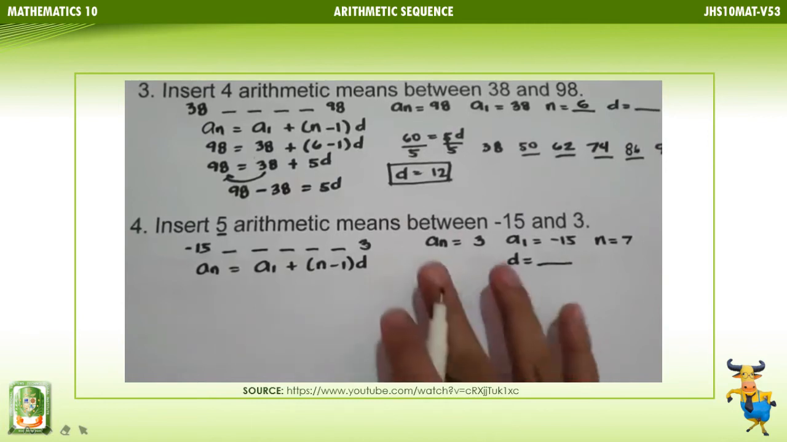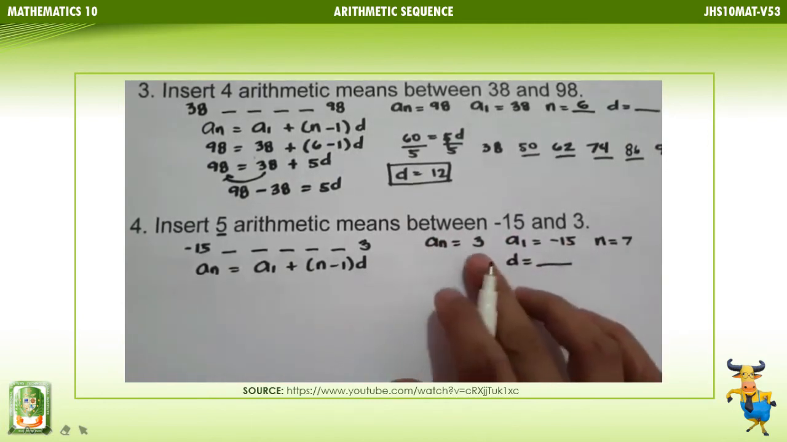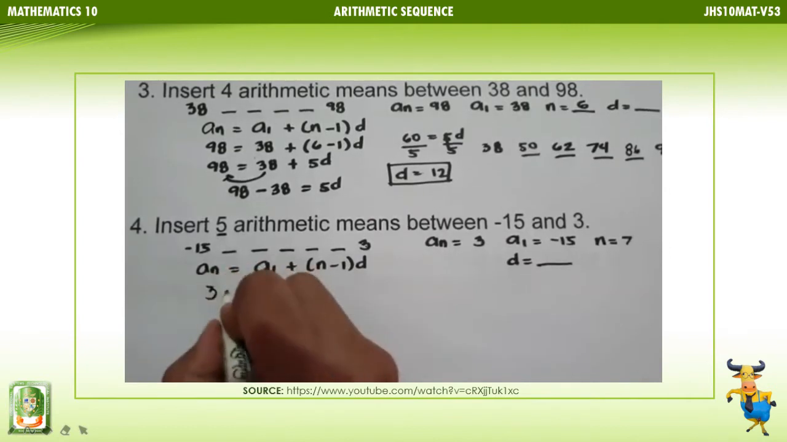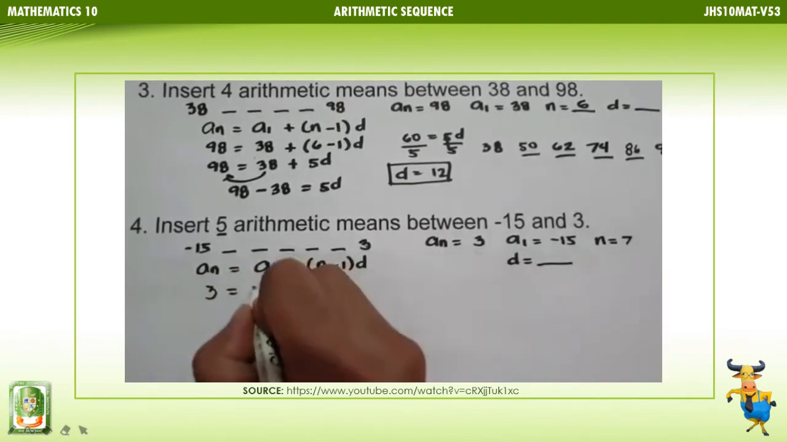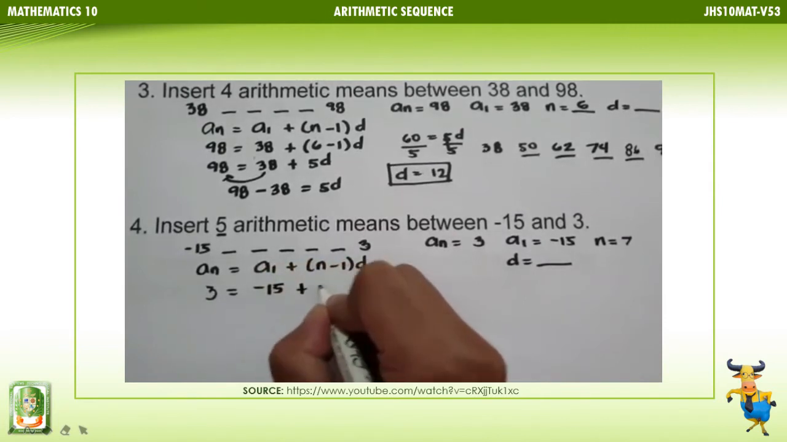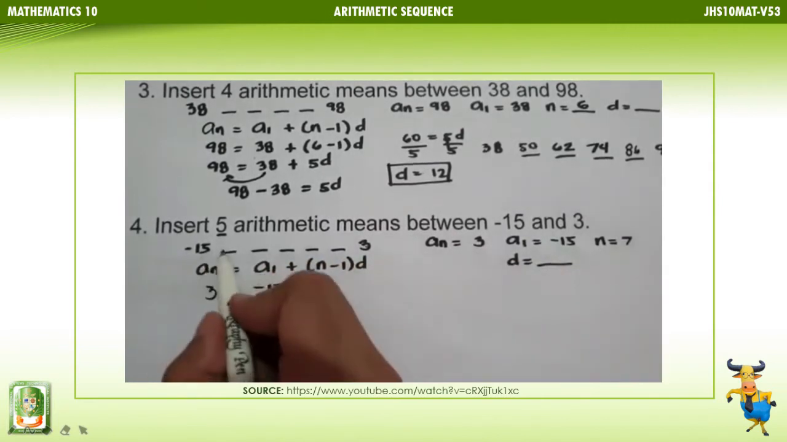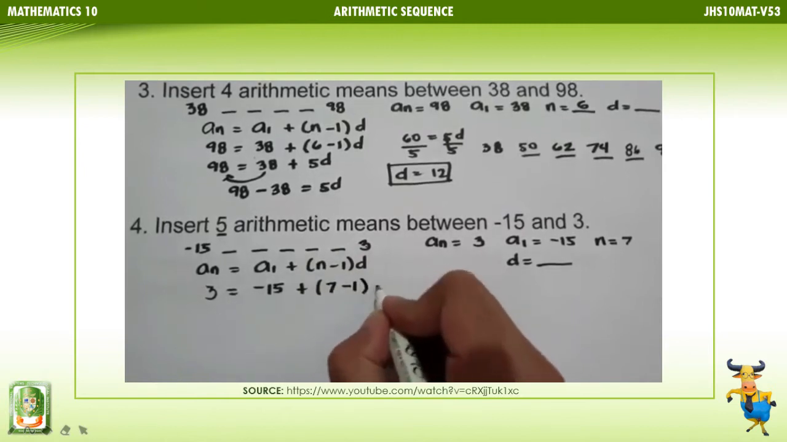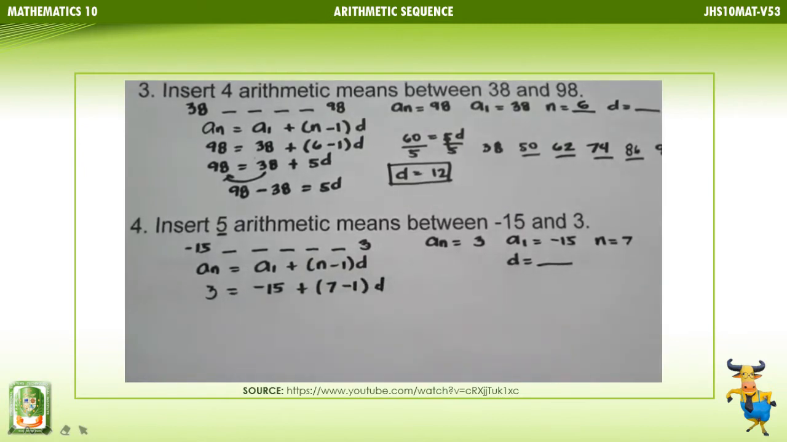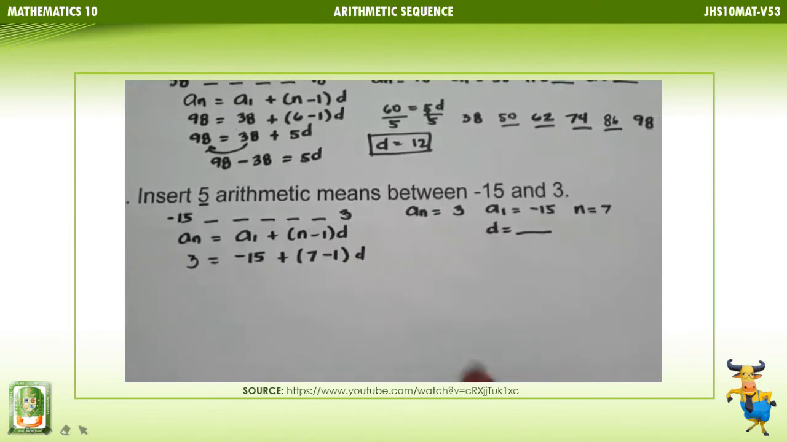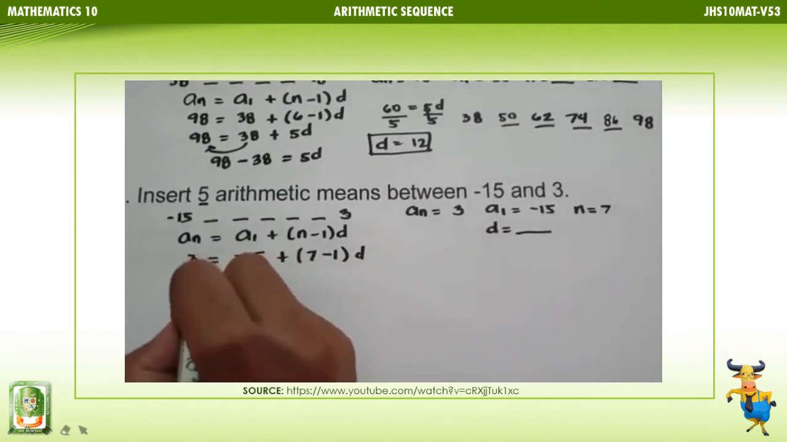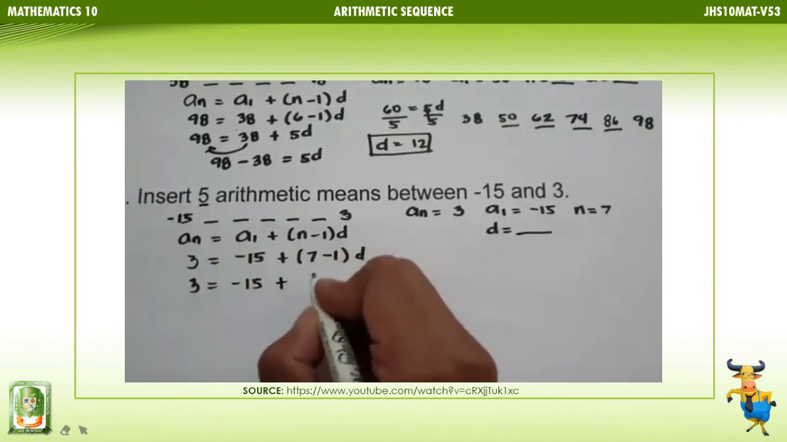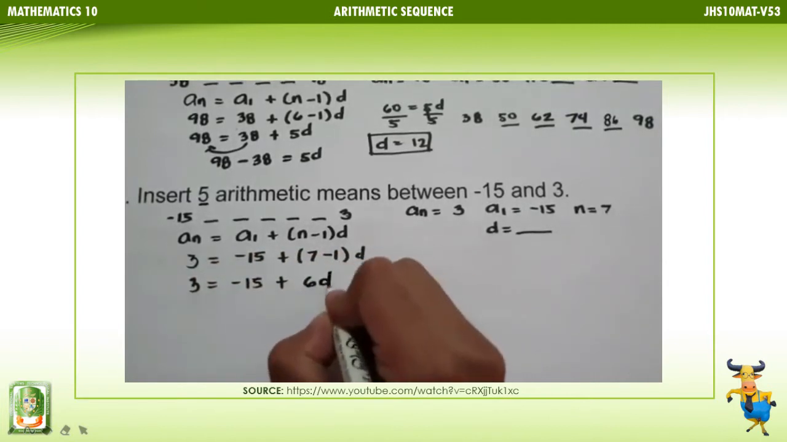Now, let us substitute the given to the formula. A sub n will be 3. That is the last term. Equals a sub 1, that is negative 15, the first term. Plus 7, that is 1, 2, 3, 4, 5, 6, 7. We have 7 terms. Minus 1 times d. Then after that, let us simplify. We have 3 equals negative 15 plus 7 minus 1 is 6 times d is 6d.